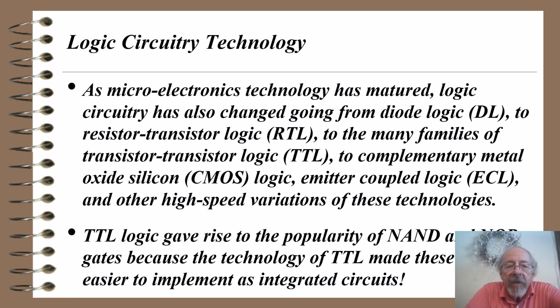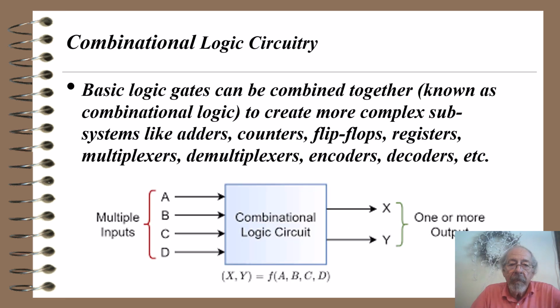So, logic circuitry technology. As microelectronics technology has matured, logic circuitry has also changed, going from diode logic, or DL, to resistor-transistor logic, RTL, to the many families of transistor-transistor logic, DTL, to complementary metal oxide silicon, or CMOS logic, emitter-coupled logic, ECL, and other high-speed variations of these technologies. Again, I talked about this earlier. The TTL logic gave rise to the popularity of NAND and NOR gates because the technology of TTL made these gates easier to implement as integrated circuits.